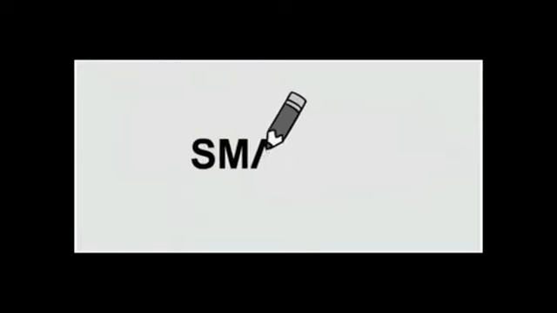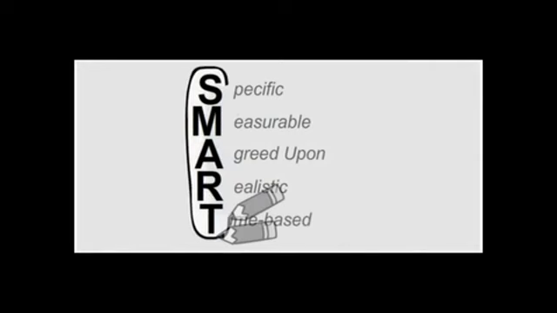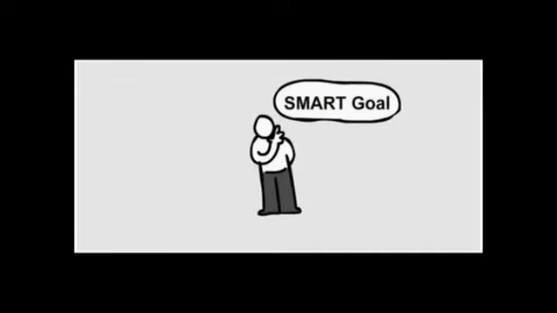The acronym SMART has become part of the vocabulary of project planning and performance management. It stands for specific, measurable, agreed upon, realistic, time-based. All SMART goals have these 5 attributes. Well-written goals can be easily managed and provide a clear route to success. But how do you write a SMART goal?